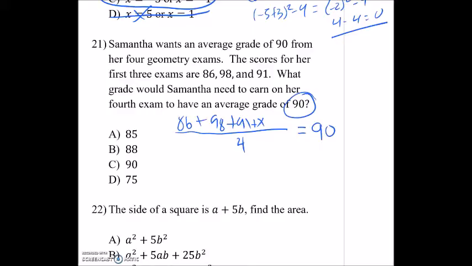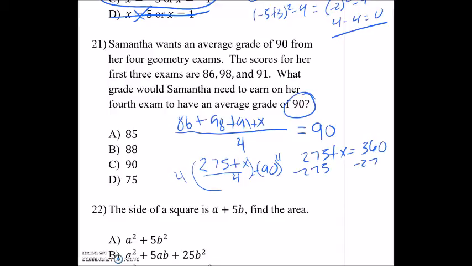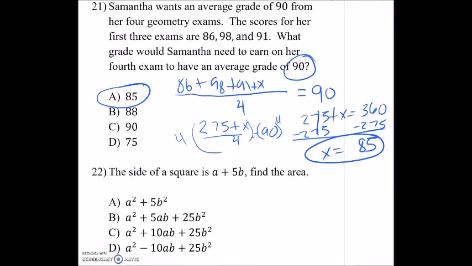So the first thing we have to do here is add the 86, the 98, and the 91, which in this case is 275 plus X divided by 4 equals 90. If I'm trying to solve for X, the first thing I want to do is multiply times 4. So I end up with 275 plus X equals 360. I must subtract 275. So X equals 85. So this would have to be the grade of the 4th test in order for you to get a 90 as an average.